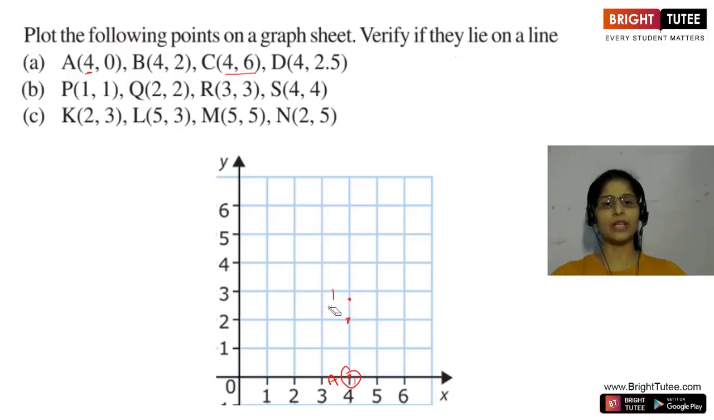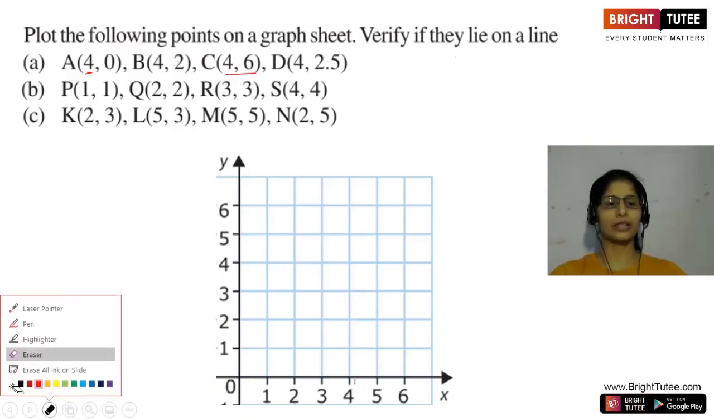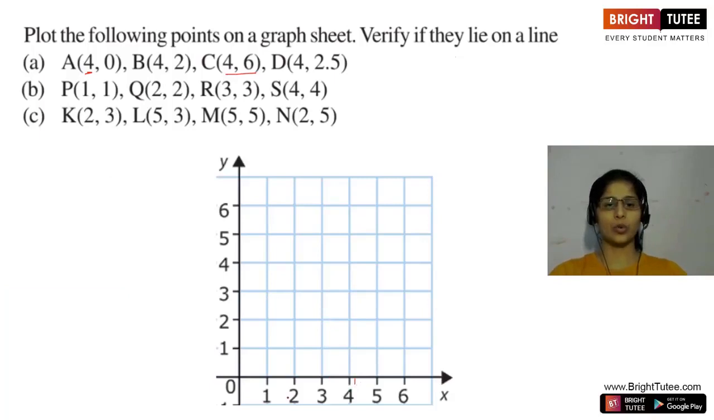In the second part, what is given to us? The points are given as 1, 1. Let's take them. So 1, 1 is here. This is point P. The next is 2, 2. It is here. This is point Q. The next is 3, 3. So 3, 3 is here. This is point R. And S point is 4, 4, which is here.